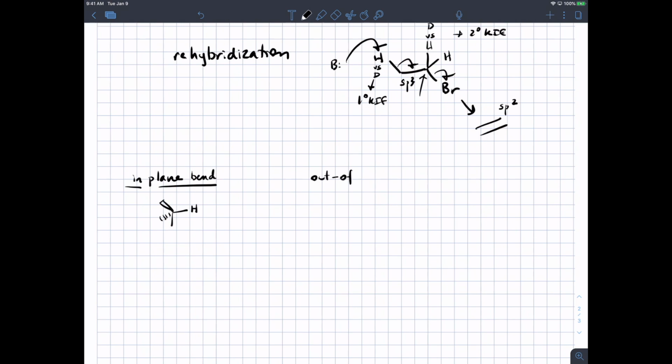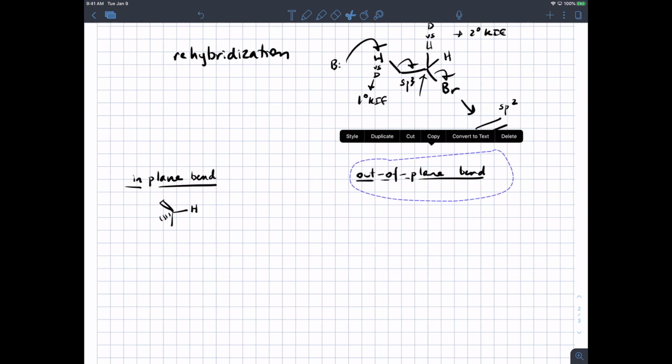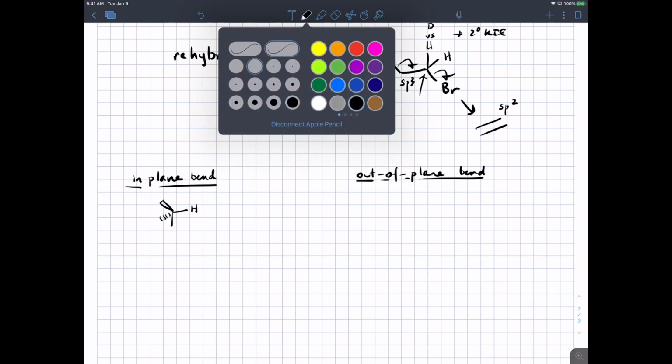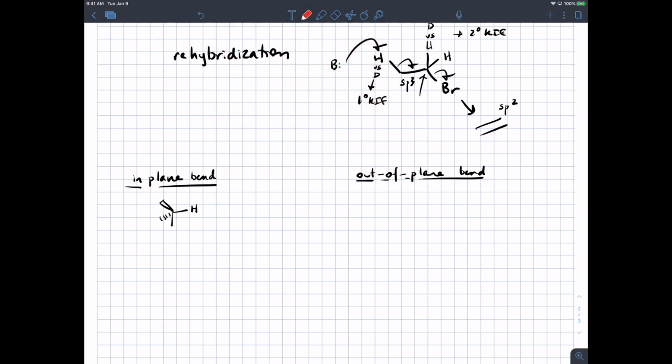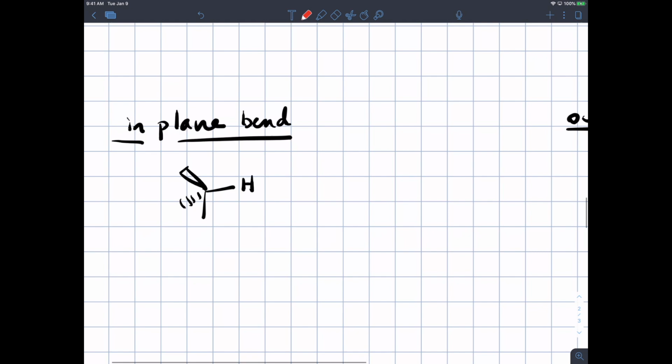Again, this is stuff from PChem. I usually don't even ever think about atoms vibrating, but they do. So the in-plane bend for this proton would be it wagging this way and then that way. Okay, in the plane of the board. That's why it's called the in-plane bend.